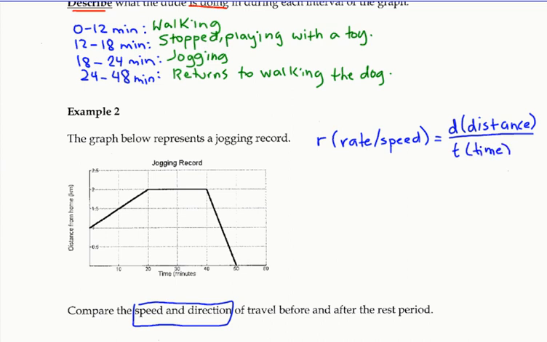So we have two different intervals we have to describe. We have to go before the rest period and after the rest period. So we have 1 and 2. The rest is the horizontal line. So for the first part, it asks us to describe its speed and direction.